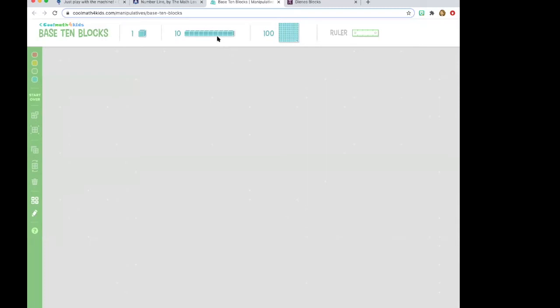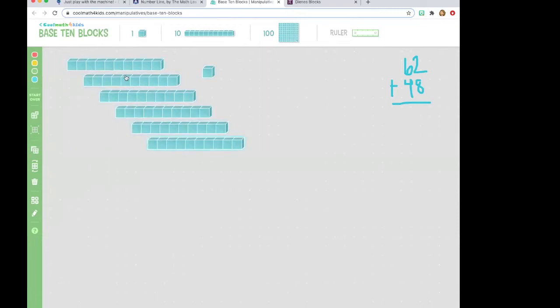So now I want to share Abby's strategy of 62 plus 48, this idea of compensating or making friendly numbers, with the base 10 blocks. And the reason I want to show with the base 10 blocks is just because we have these kind of larger numbers. So I can take my 60, I'm going to duplicate this. 1, 2, 3, 4, 5, 6. Here's my 60.